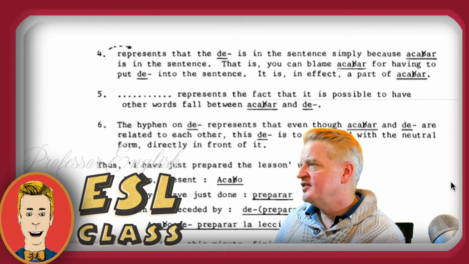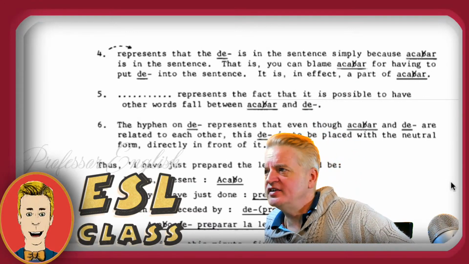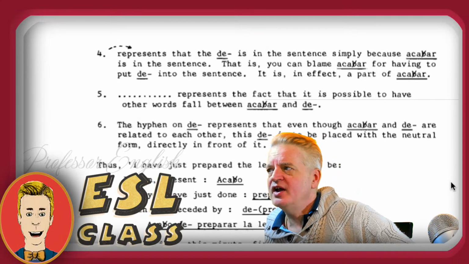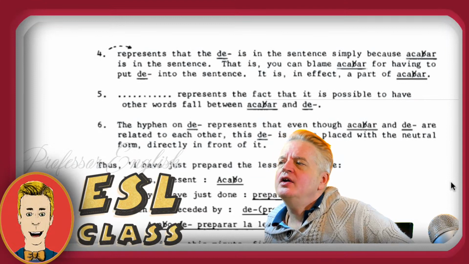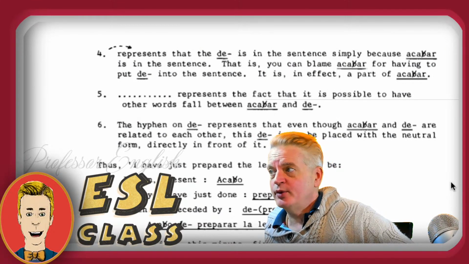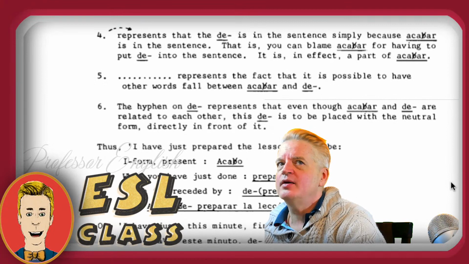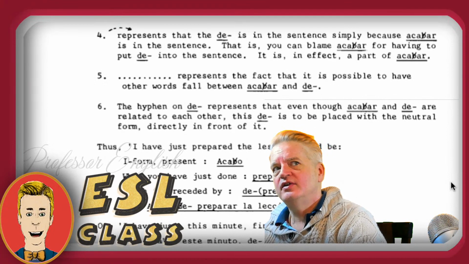4. There's an arrow pointing, which represents that de is in the sentence simply because acabar is in the sentence. That is, you can blame acabar for having to put de into the sentence. It is in effect a part of acabar. So you should think of it maybe as acabar de instead of just acabar.